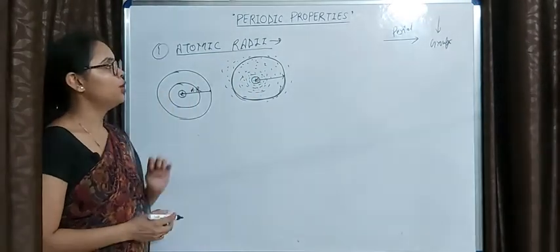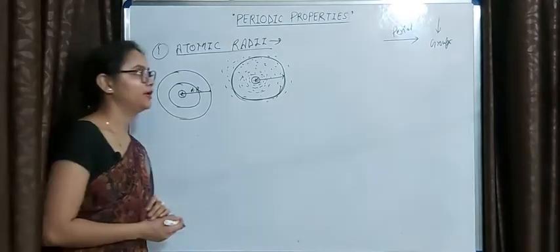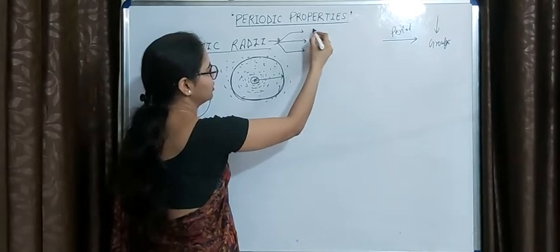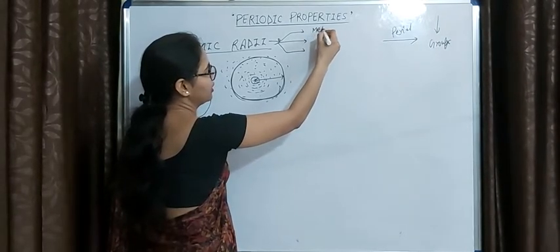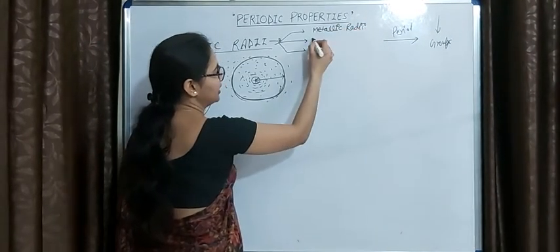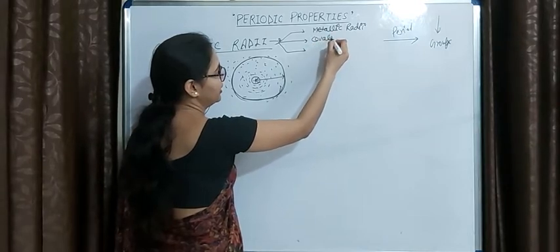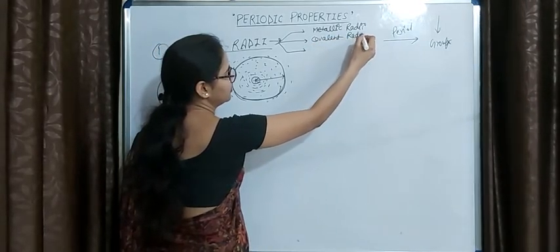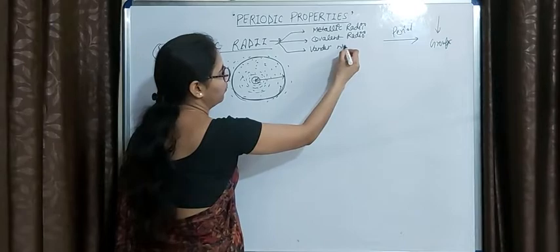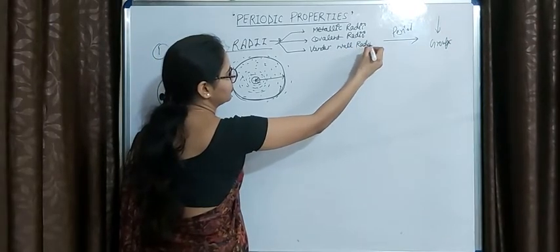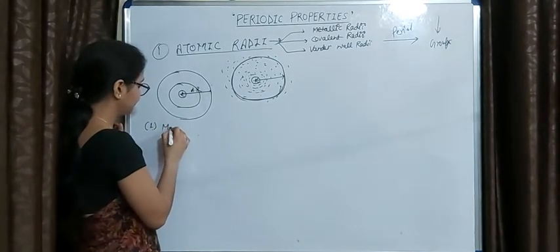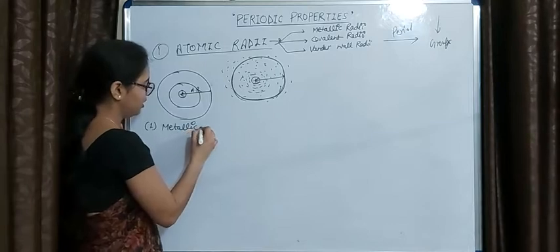Now we'll talk about the types of atomic radii. There are three types of atomic radii. First is metallic radii, second is covalent radii, and third is van der Waals radii. So let's take the first, metallic radii.